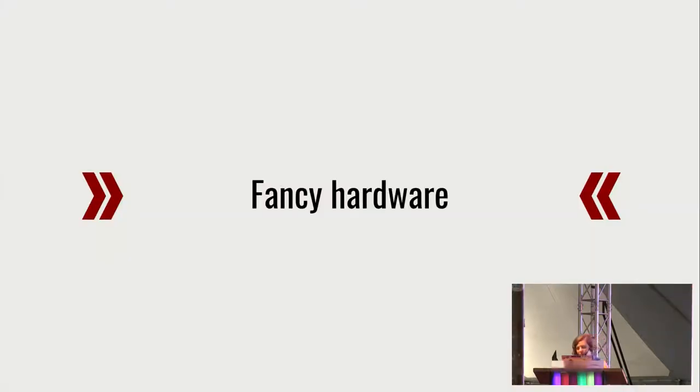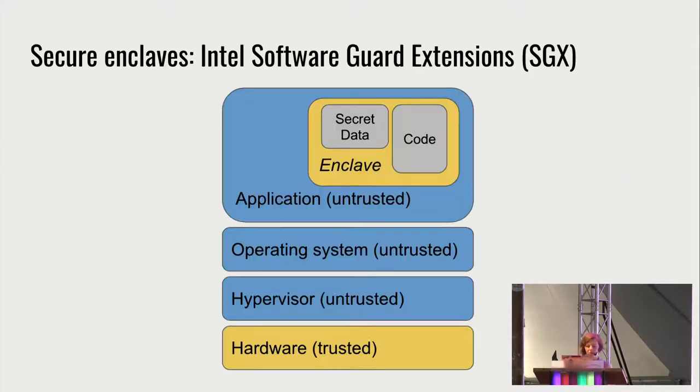Well, okay. So it turns out that the crypto is not necessarily going to be our best bet. What else can we do? We can turn to hardware. So what is hardware going to look like? The fancy thing that is the excitement and all the rage these days is called Intel SGX, Software Guard Extensions. And here's what the model for that looks like.